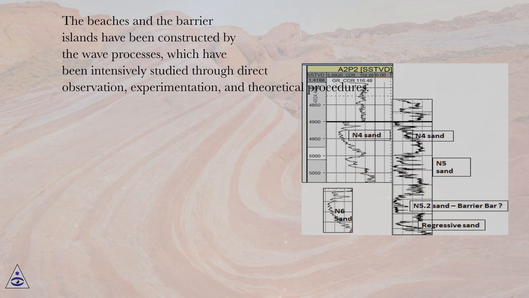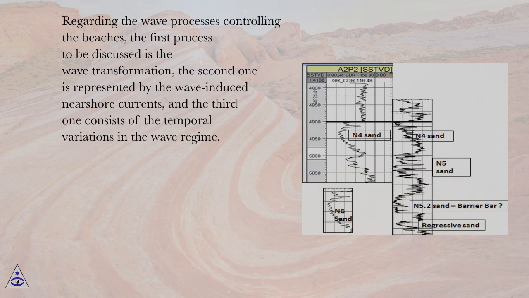The beaches and the barrier islands have been constructed by the wave processes, which have been intensively studied through direct observation, experimentation, and theoretical procedures. Regarding the wave processes controlling the beaches, the first process to be discussed is the wave transformation, the second one is represented by the wave-induced nearshore currents, and the third one consists of the temporal variations in the wave regime.